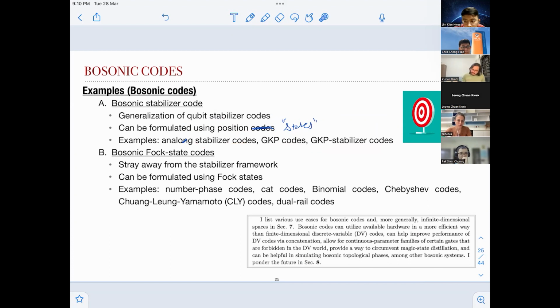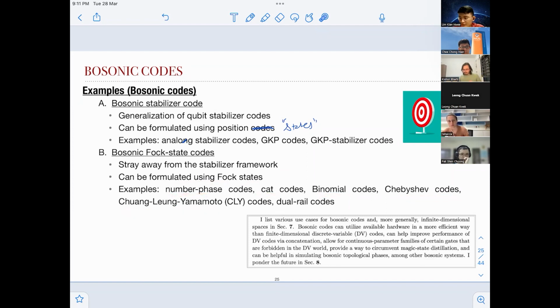Similarly, there are bosonic Fock state codes, which stray away from the stabilizer framework, and we will not discuss much about this today. They can be formulated using Fock states, and the examples are cat codes, binomial codes, Chebyshev codes, CLY codes, dual rail codes, and so on.